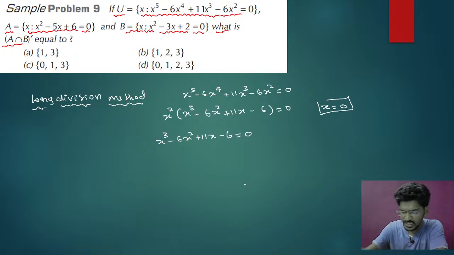Okay, so for that reason I am asking, because here you have to check whether x equal to 1 is going to be 0 or not. If it is 0, then you have to take x minus 1 and divide it.